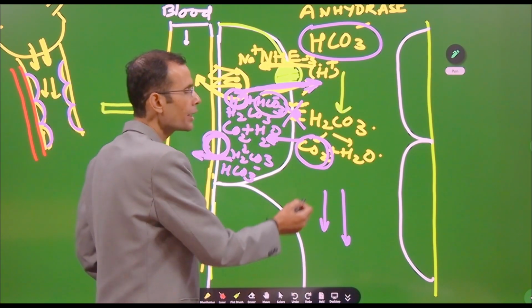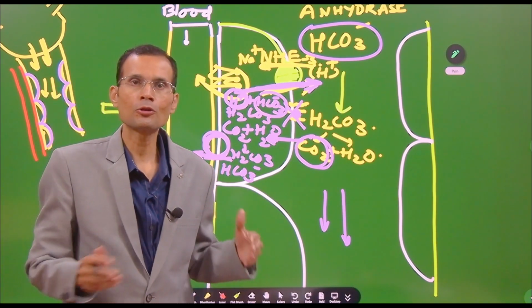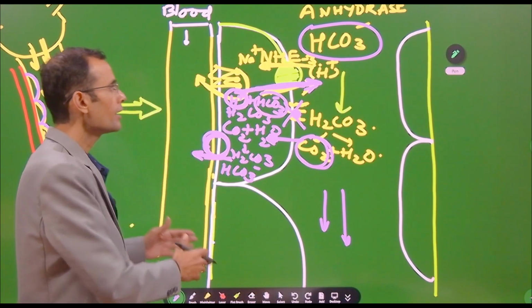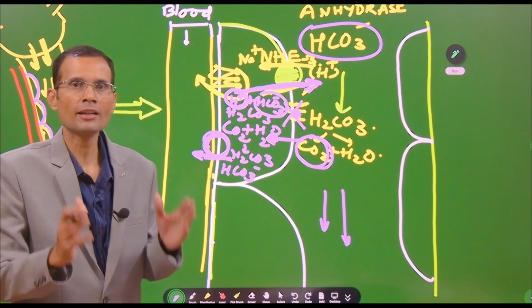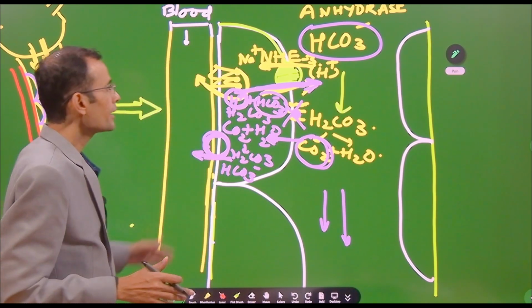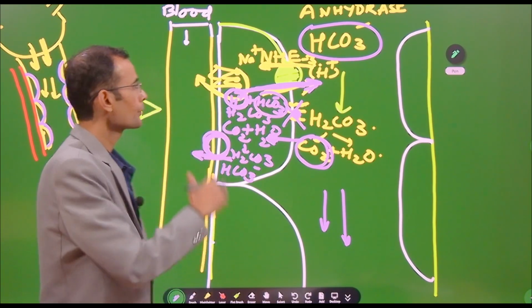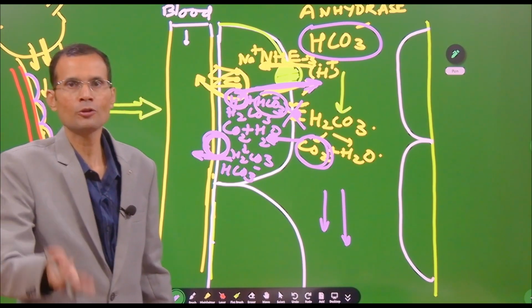And with the loss of sodium bicarbonate, there will also be loss of water, and that is how carbonic anhydrase inhibitors work. They don't allow the bicarbonate reabsorption. It is lost into the urine. Water is lost into the urine.